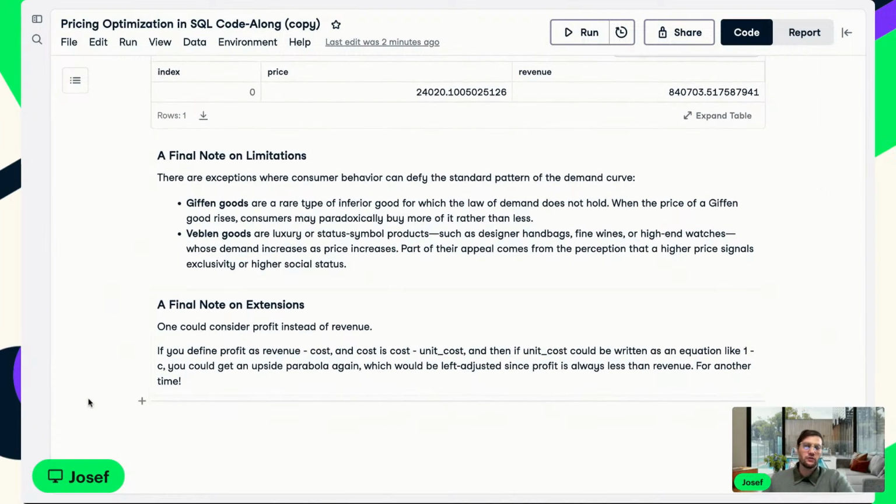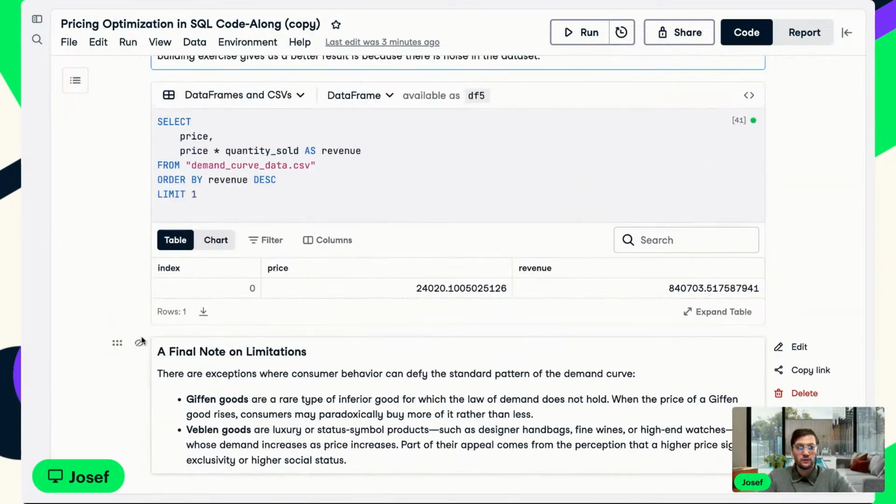And then I also had a final note, and I think this was out of scope. You can't do everything in one code along, but you could consider profit instead of revenue. You could keep going. You could define profit as revenue minus cost, and you could create some definitions around costs as being fixed and variable costs, which you could call unit cost. And if you took unit cost as an expression like 1 minus P or price or 1 minus C, then you could get an upside down parabola again. And this time it would be left adjusted because profit is always going to be less than revenue.